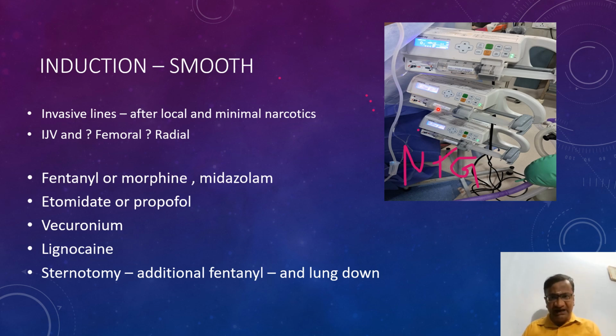Usually there are three pumps ready. One is NORAD, another is dopamine, another is NTG, and the NTG is started in a very low dose. And put the tube after vecuronium and lignocaine, and etomidate or propofol, and for sternotomy, additional fentanyl. These don't change.